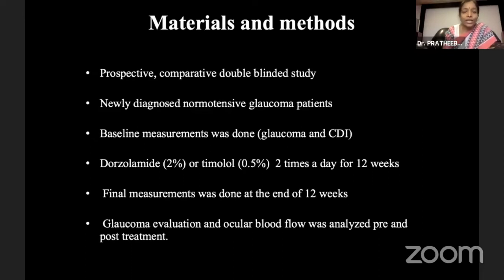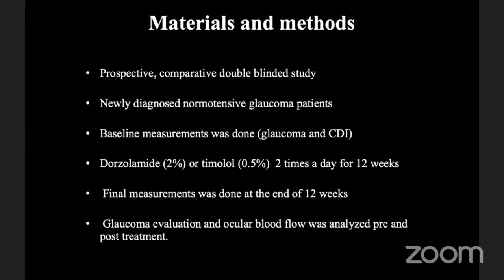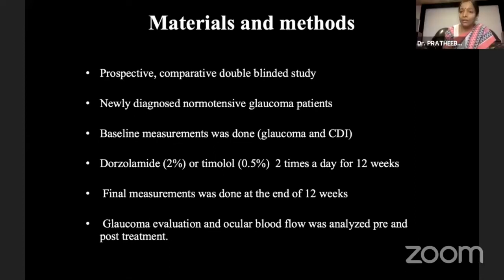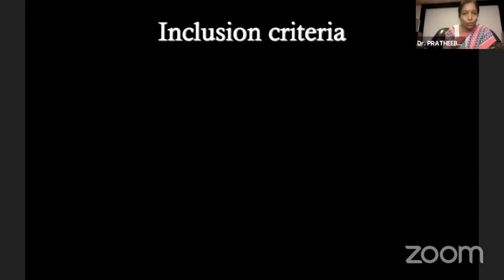It was a prospective study. It was a comparative double-blinded study. Neither the patient nor the radiologist who did the study was aware of which drug they were taking; a single radiologist performed the procedure for all our patients. Newly diagnosed normotensive patients were included in the study. A baseline glaucoma and ocular examination and color Doppler imaging was done. The patients were given either dorzolamide or timolol two times a day for 12 weeks. The final measurement was done at the end of 12 weeks. Glaucoma evaluation and ocular blood flow was analyzed pre and post treatment.